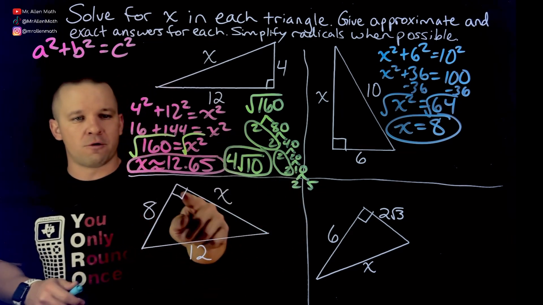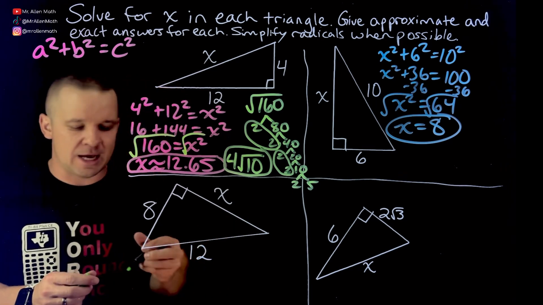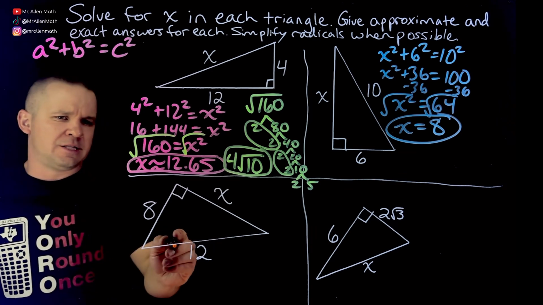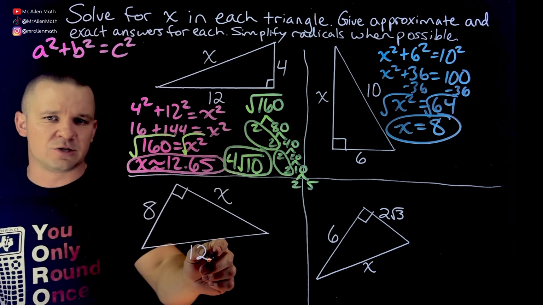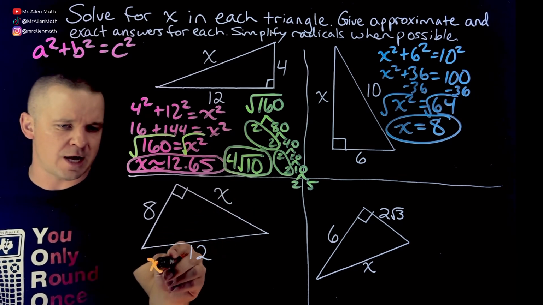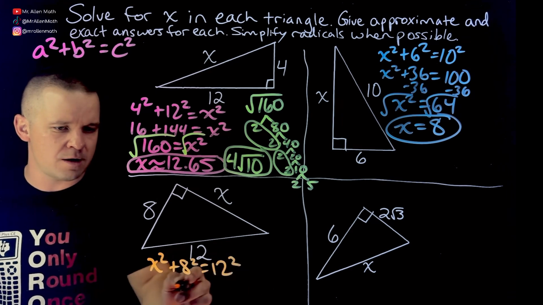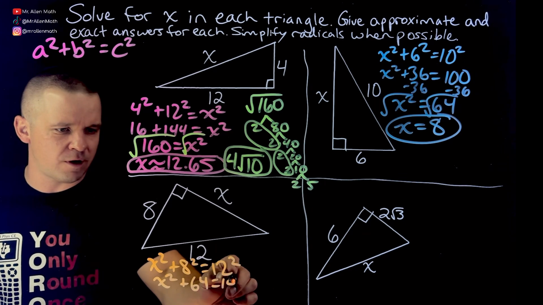Next one here. I'm looking for a leg once again. Okay. Looking for a leg once again. Now, I'm going to go with orange for this one. So, let's see what we got. We've got 8 squared, x squared, c squared right there. How about x squared first, actually? X squared plus 8 squared equals 12 squared. So, we got x squared plus 64 equals 144.